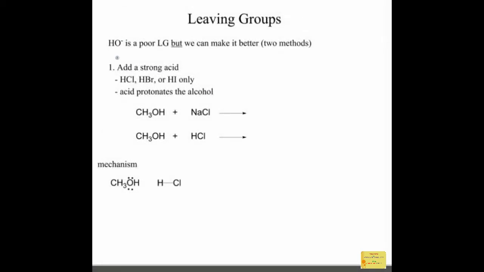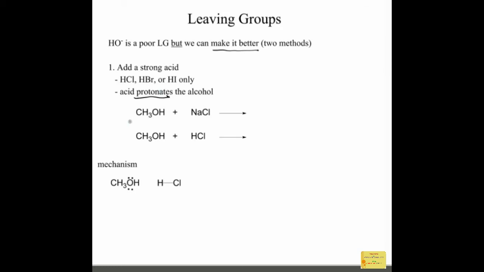Now we just showed how hydroxide is a poor leaving group because it's so unstable, it's such a strong base, but there are some strategies that will make it better. It is possible to do a substitution reaction starting with an alcohol, starting with an OH on a compound. And there are two methods for this. The first method is you can add a strong acid. HBr, HCl, HI, those are all very strong acids. These work well in this situation. And what happens is when you add an acid, it protonates the alcohol, and then a reaction takes place.